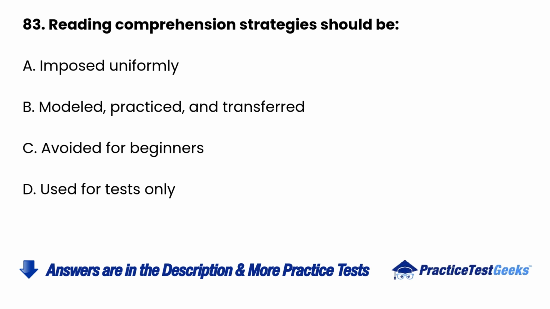83. Reading comprehension strategies should be A. Imposed uniformly. B. Modeled, practiced, and transferred. C. Avoided for beginners. D. Used for tests only.